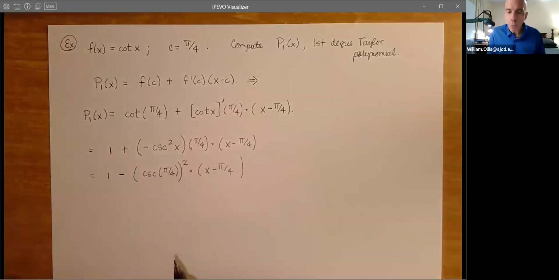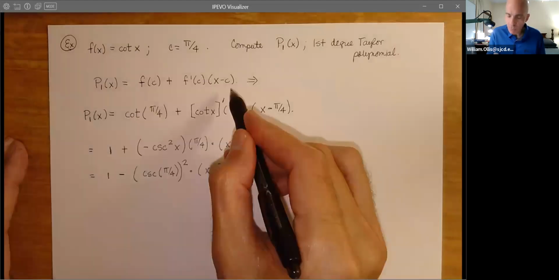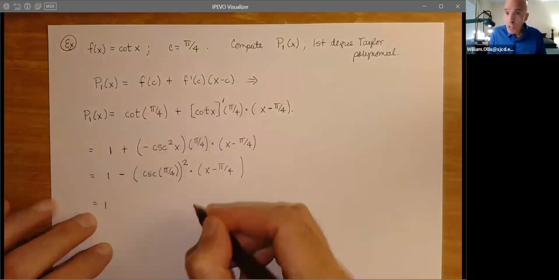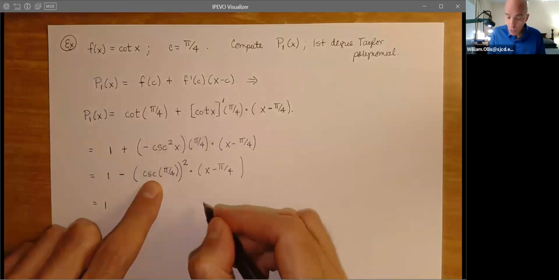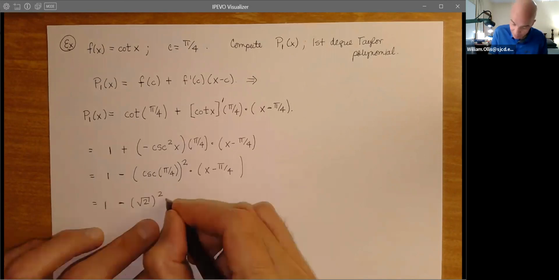Now, what's interesting about this is that we haven't done anything past Cal 1. The only Cal 2 part is that we believe this. We believe it. So now, cosecant of pi over 4 is just square root of 2. So this is 1. I'm going to put all the steps in so you don't get bamboozled by this, so to speak.